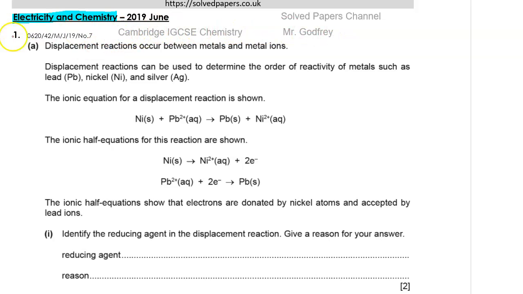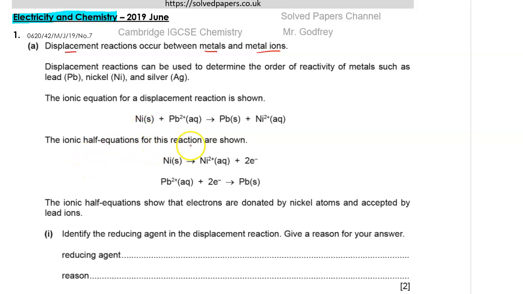Number 1A, displacement reactions occur between metals and metal ions. Displacement reactions can be used to determine the order of reactivity of metals such as lead, nickel, and silver. The ionic equation for a displacement reaction is shown: nickel in solid form reacting with lead ions to give us lead solid and nickel ions. Basically, nickel displaces the lead from a solution.